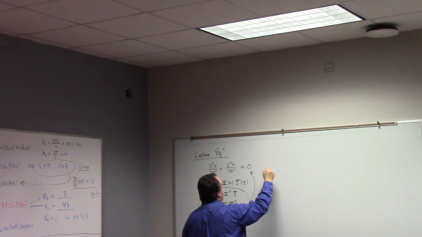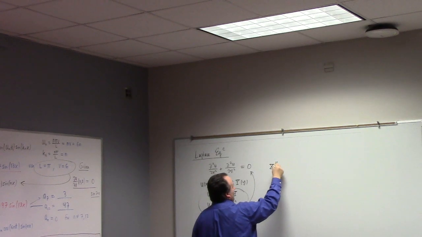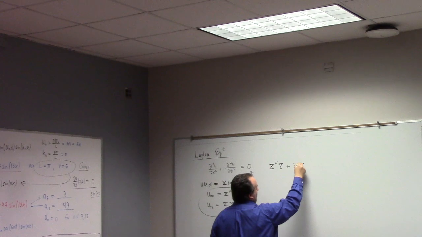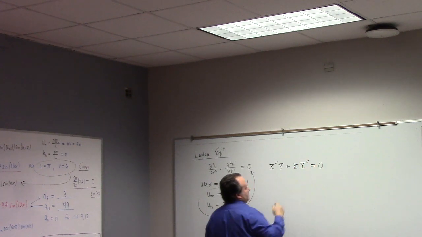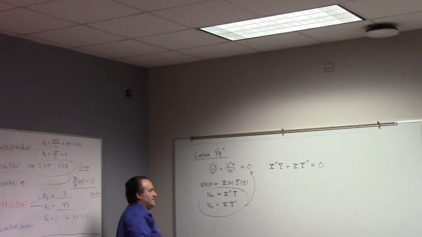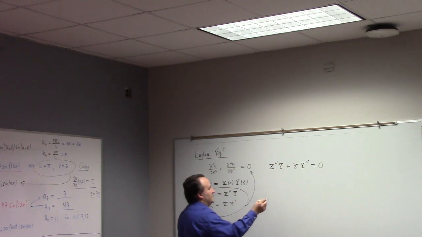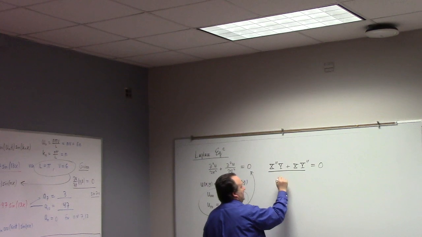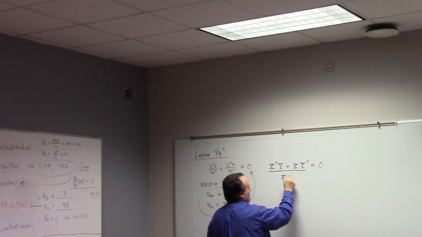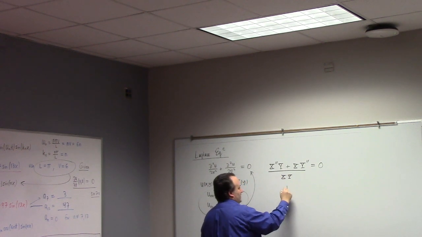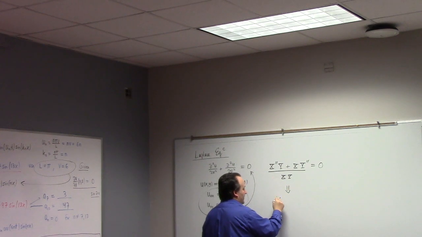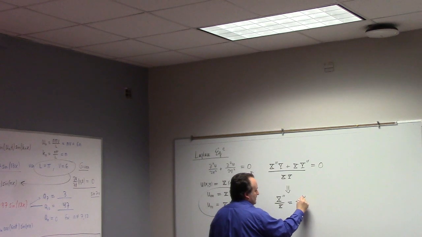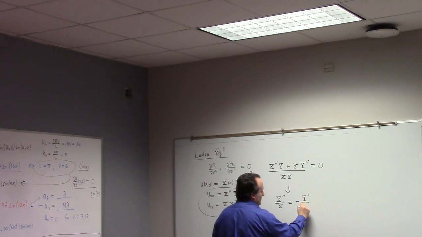I get x'' y plus x y'' equal to 0. But I suggest that what we do is rewrite this, let's divide this by xy, all right? And that will give me x''/x is equal to minus y''/y.